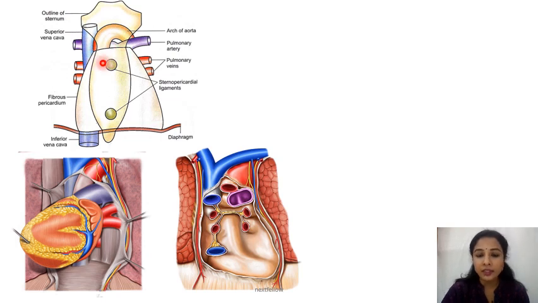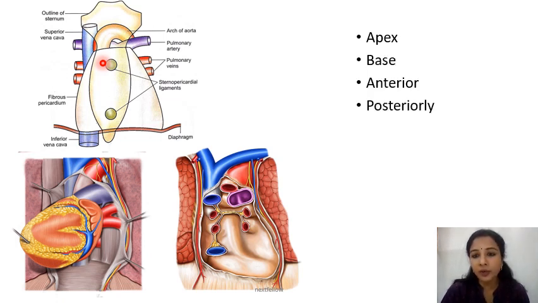Now the relations and parts of the pericardium. The pericardium has an apex, base, and anterior and posterior surfaces, and we are going to see its relations anteriorly and posteriorly. The apex is towards the roots of the great vessels, where it blends with the outer layer of the great vessels, and the base is along the central tendon of the diaphragm, where it blends with the central tendon.